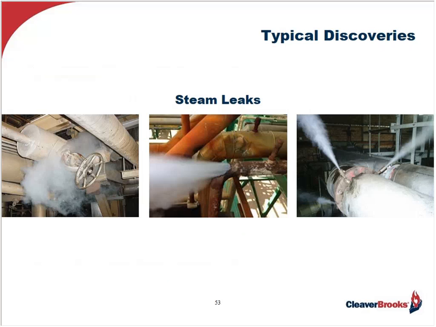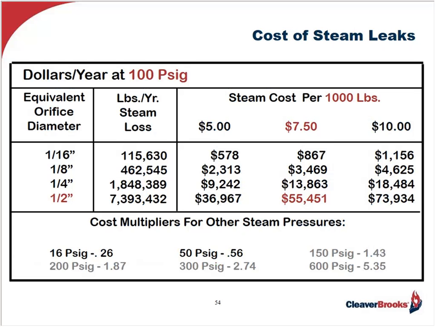Another typical discovery is steam leaks. Look at this. We've got a steam leak because we've got an opening in the piping that equates to a half an inch. We're operating that boiler, that steam line, at 100 pounds. At a cost of $7.50 per 1,000 pounds, we're losing $55,451 a year.